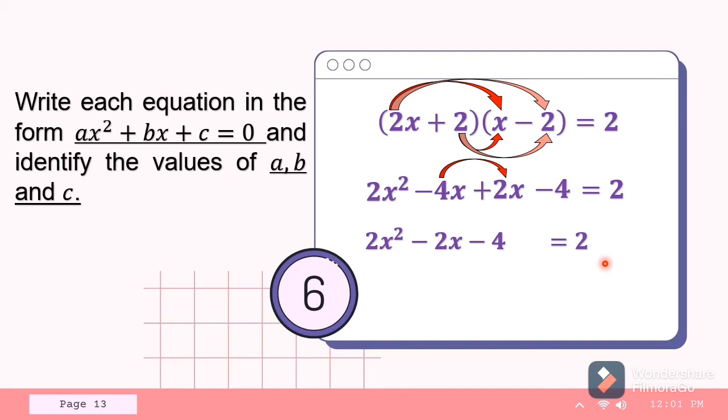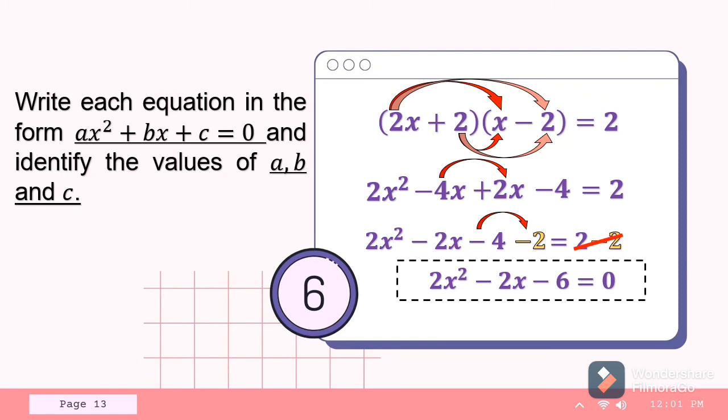Since hindi pa 0 ang nasa dulo natin or nasa right side natin, kailangan natin ma-eliminate yung 2 by subtracting 2 to both sides. So, we have 2x squared minus 2x minus 4 minus 2 is equal to 2 minus 2. So, eliminate na to, magiging 0 na to. Then, combine again, common term, negative 4 plus negative 2. Since common yung kanilang sign, which is negative, you need to add them, then copy their common sign. So, magiging 2x squared minus 2x minus 6 is equal to 0. Ayan, naka-standard form na tayo.